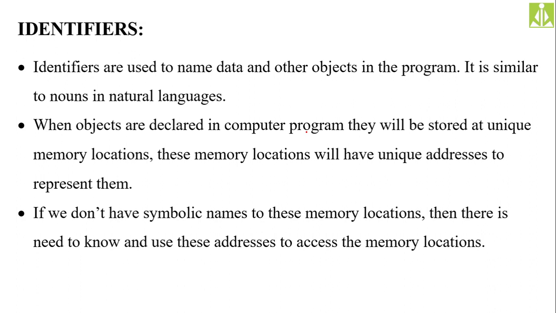Remember this one. Identifiers are used to name data and other objects in the program. In a C program, we use identifiers in order to name the data as well as other objects in a program. Identifiers are similar to nouns in natural languages. In natural languages, we have nouns. In C language, we have identifiers. That's it. When objects are declared in a computer program, they will be stored at a unique memory location. These memory locations will have unique addresses to represent them.